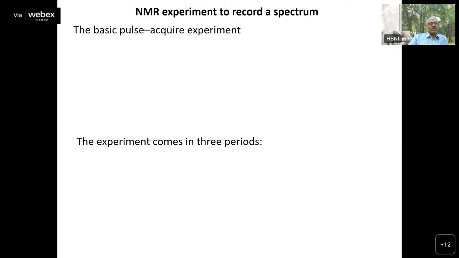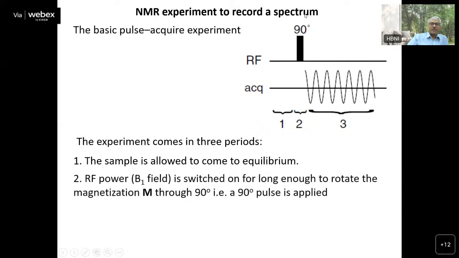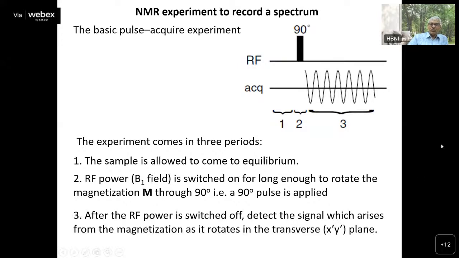So now here I have shown how an NMR experiment is done. There are 3 periods. The first period is that you give enough time to allow the sample to reach equilibrium, and then you give a 90-degree pulse. That will bring the magnetization along the Z axis to the Y axis, and then you switch off the B1 field. After the RF power is switched off, you will detect the signal which arises from the magnetization, because now as B1 is turned off, it will rotate in the transverse plane as per its offset.